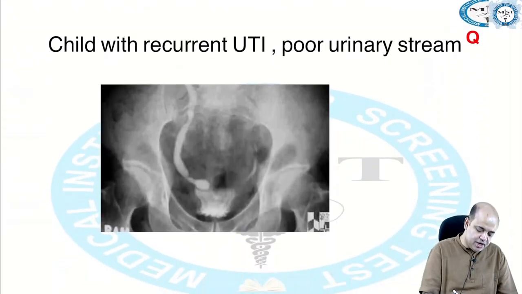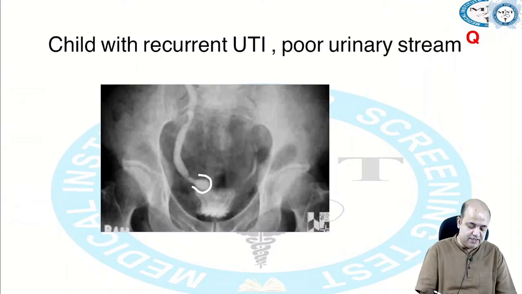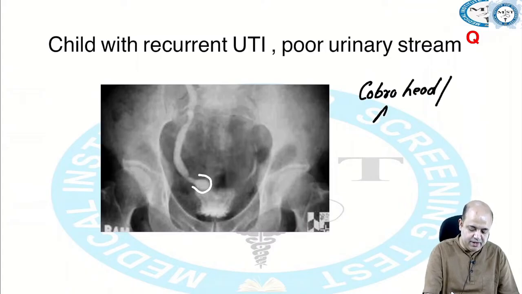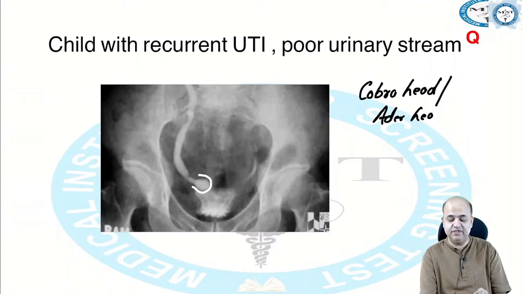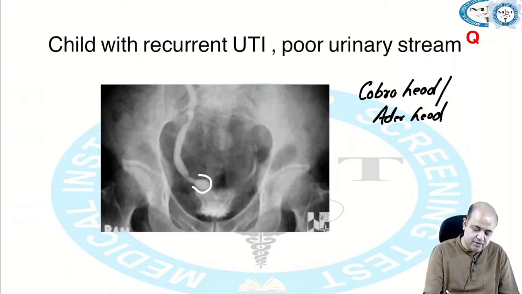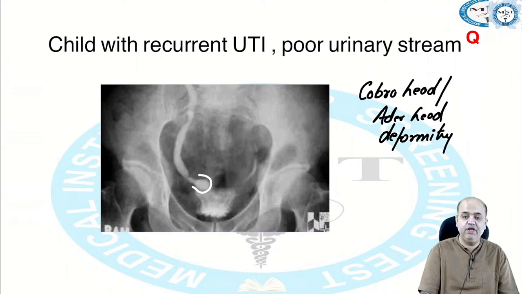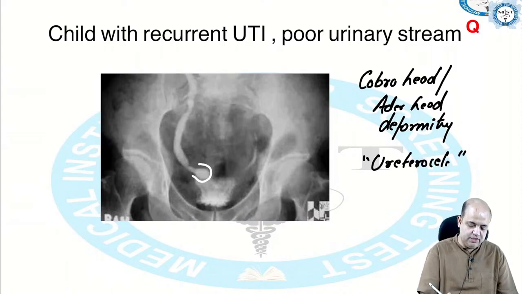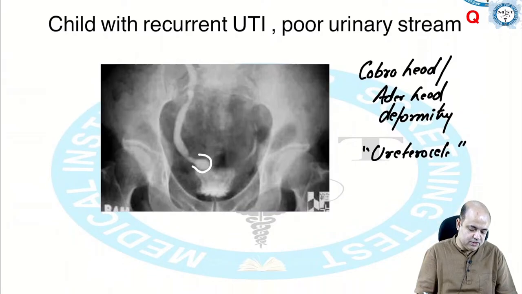Child with a recurrent UTI, and what do we see? The lower end of the ureter is dilated. This is called the cobra head deformity, or adder head deformity. This has also come in the previous exam, isn't it? This is seen with the ureterocele.